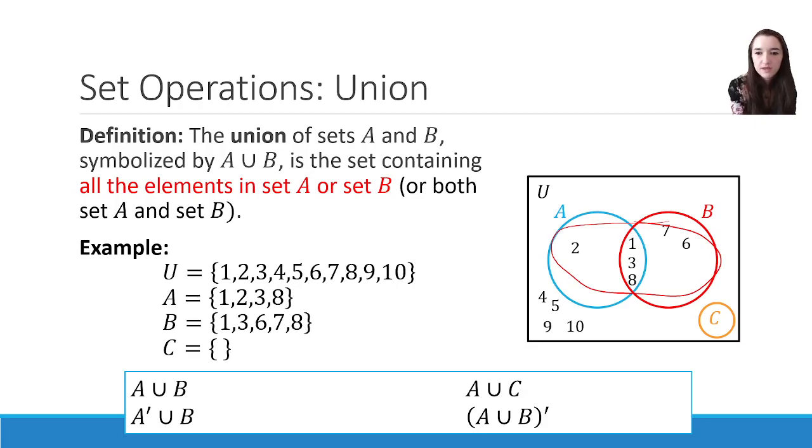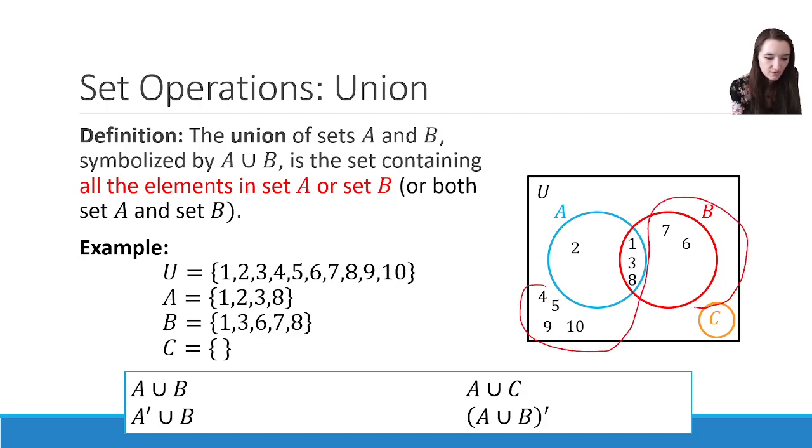Then A complement union B is taking the complement, so that's everything that's outside of A. So that's not how a circle is drawn, but it's all of that. And I'm unioning it with B. Well, B already has the 7 and 6, but B also includes this part. So it's everything except the number 2.